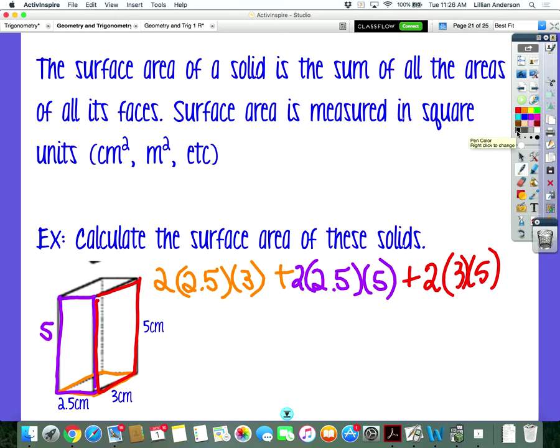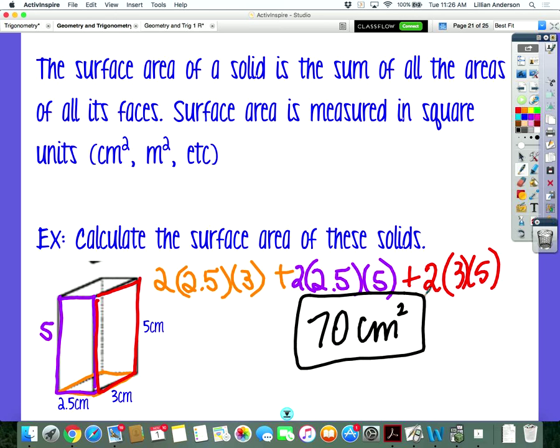70? 77? 70 centimeters squared, because we cannot forget about our units. It's still square, but it's the entire surface area. Even if we were finding individual faces, those would technically be centimeters squared as well. And then we add all of them up together. Did anybody not get that number, or is anybody confused?